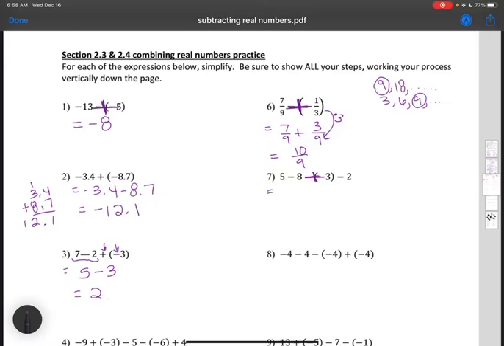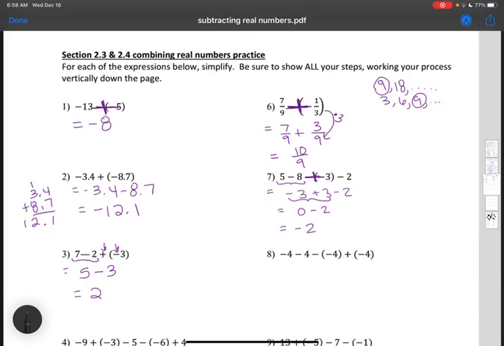And then I'm just going to start working left to right. So 5 minus 8 gives me a -3. I'm just going to write that plus 3 minus 2. I have a -3 plus 3. That gives me 0 minus 2. And 0 minus 2 is a -2.